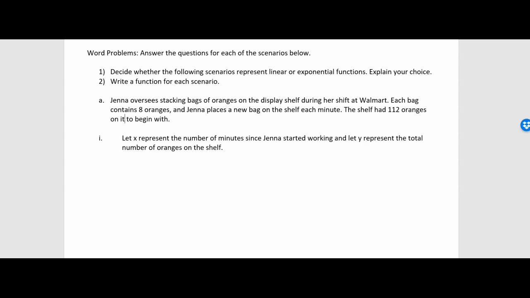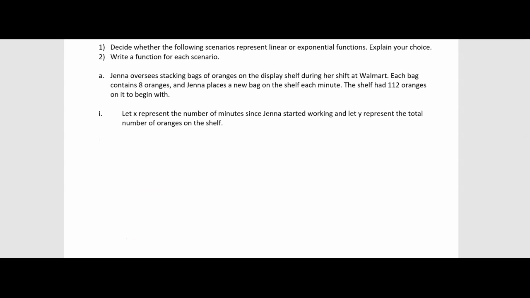oranges every minute? Well, if she places one new bag on the shelf each minute, the number of oranges is increasing by 8. So it's increasing by a constant rate, right? 8 oranges per minute. So that makes this a linear function. So if it's linear, we're going to write it in the form y equals mx plus b, where m is our y-intercept. Sorry, m is not our y-intercept. M is our slope, and b is our y-intercept.